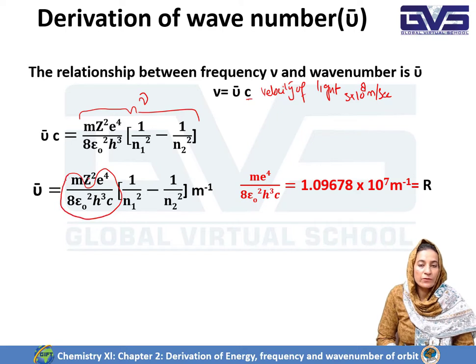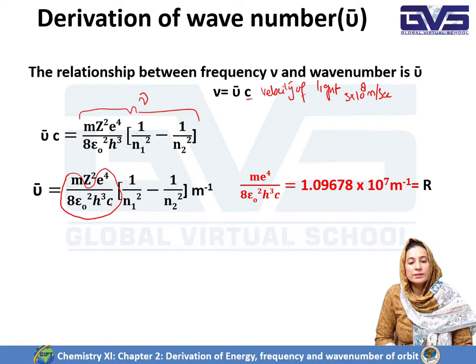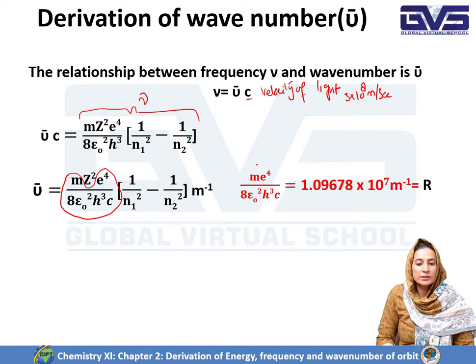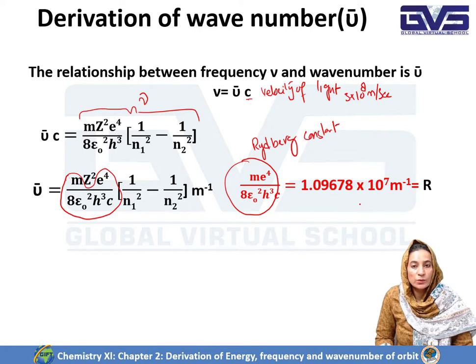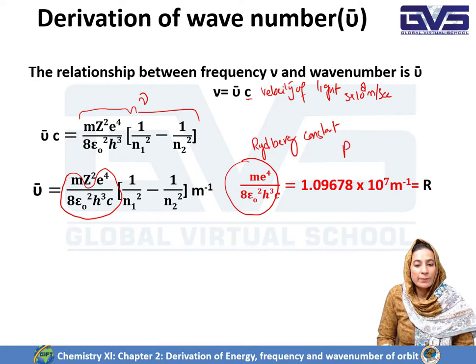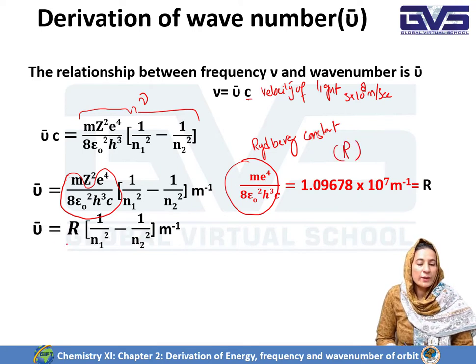Because the atomic number for hydrogen is 1, helium is 2. Other than this, m e to the power 4 divided by 8 epsilon squared h cubed c. This is called the Rydberg constant. In the exam you can be asked what the Rydberg constant is, so you must know this combination of constants, and also its value. This is represented by capital R, the Rydberg constant. You can write this R.